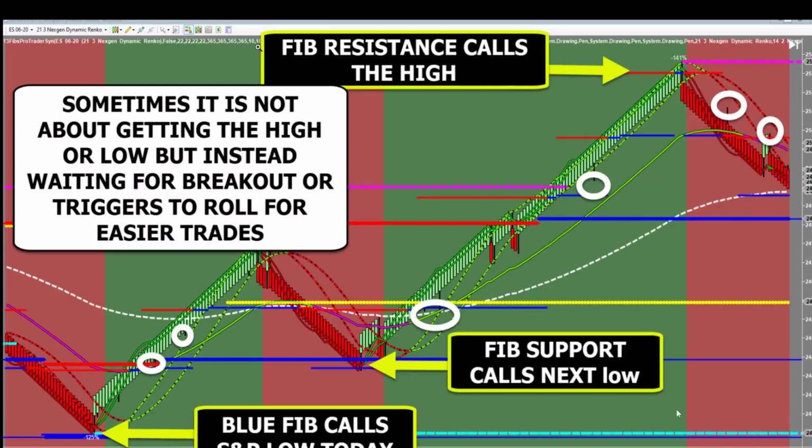So the fibs really act as places where you stop taking trend trades, or you're really determining a breakout area. So don't think about trading the fibs right away. Think about trading the triggers and the fibs after they've either broken or rolled. And those are going to be the really easy winning trades for you.